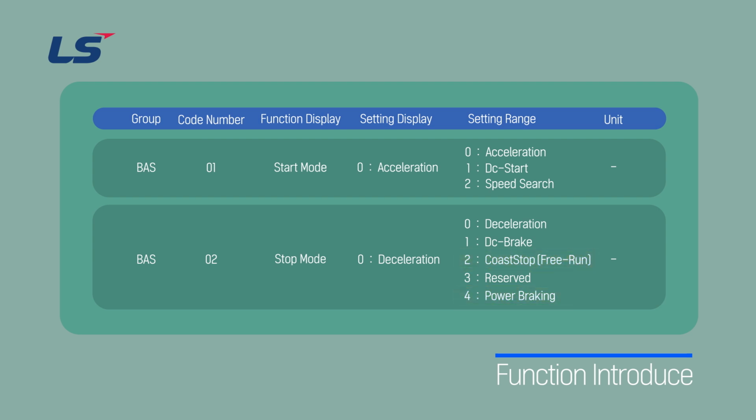The acceleration method is a common way to speed up, automatically adjusting to the target frequency when a drive command is input, if no specific function is selected. The DC start method applies direct current voltage to the motor before starting the acceleration. Speed search accelerates by entering speed search operation mode upon receiving a drive command. Deceleration is the typical method of slowing down, decelerating to 0 Hz if no specific function is selected.